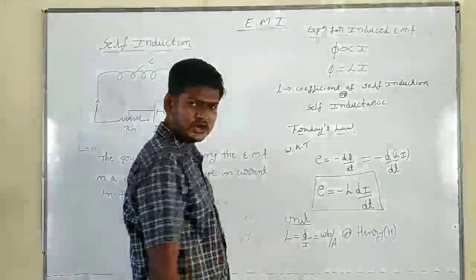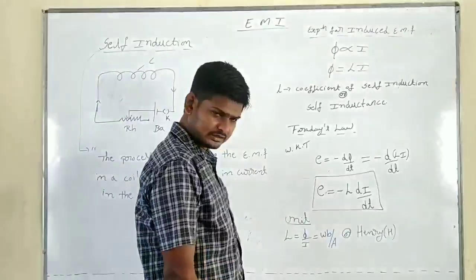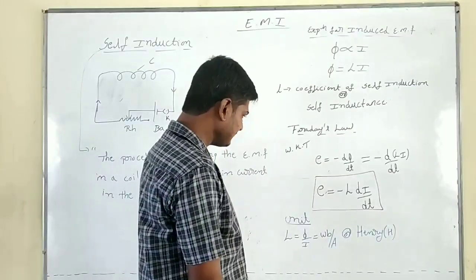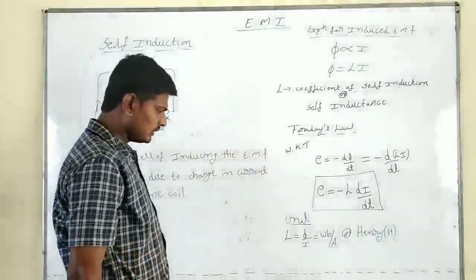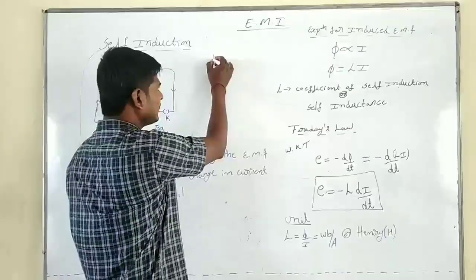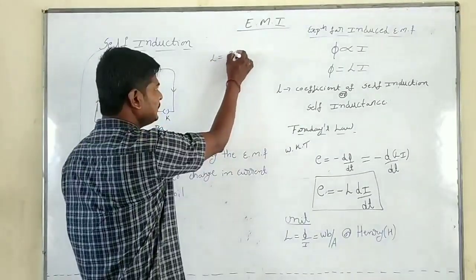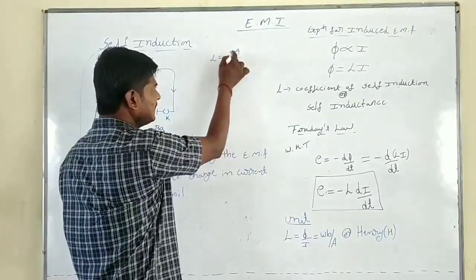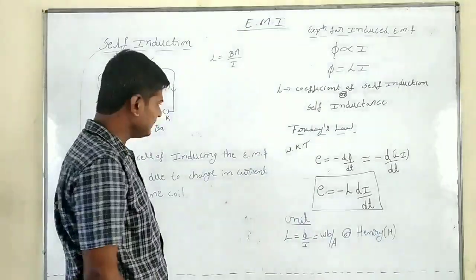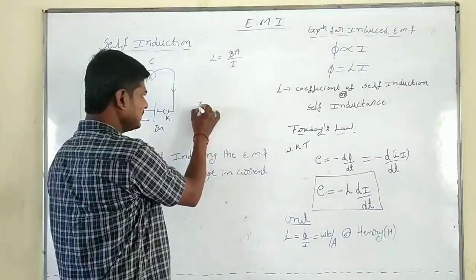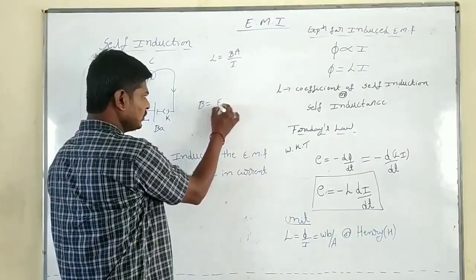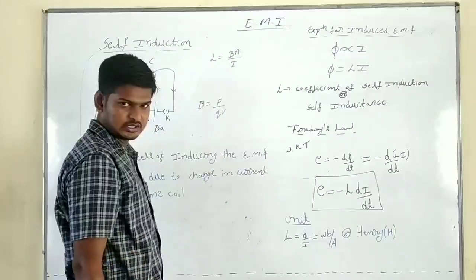Same way, here we have to write the dimension. We have to write the dimension, and it will be simple. Let me work it out here. For the dimension of L, flux φ means B into A, divided by I. Here we don't know the dimension formula for B. For B, I am going to write B is equal to F by QV.